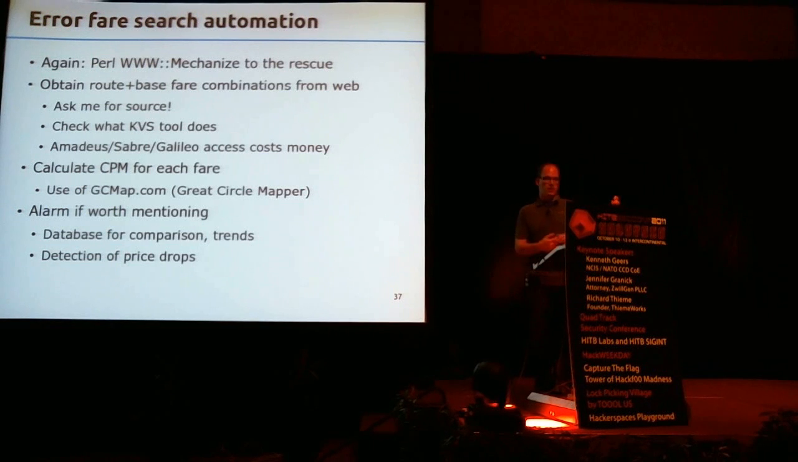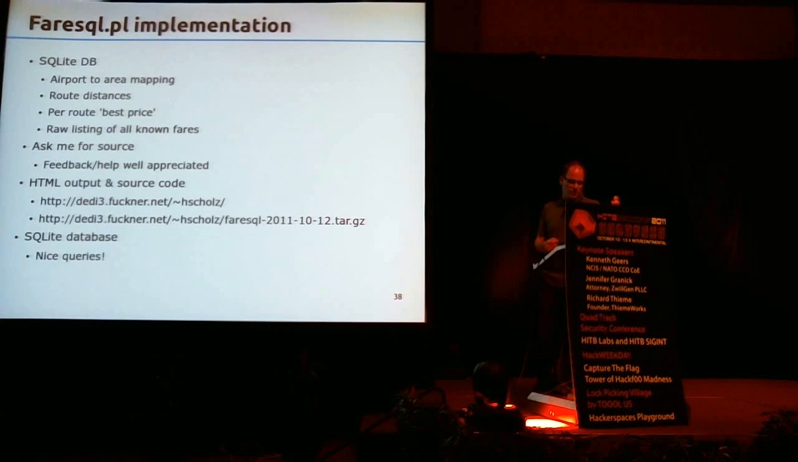I also used a tool to calculate the cents per mile. I use a website called Great Circle Mapper, which is pretty nice if you want a map way of looking at flying. And I created a database, an SQLite database. It maps all the airports to areas. The world is split into areas, and essentially I only want to search for flights that are across areas, which are long haul flights, not just short domestic hops. I need to have the distances just to calculate the cents per mile. And I always wanted to know what's the best price on any given route that I can get. It also gives me a raw listing if I want to do a query afterwards.